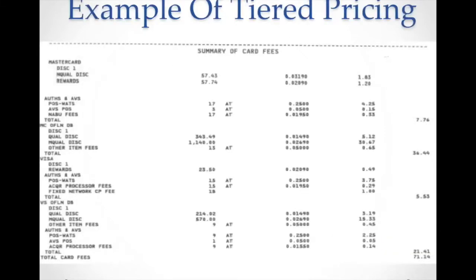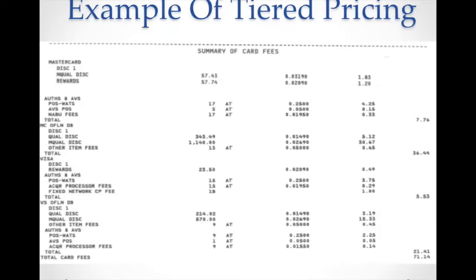So let's go over an example of tiered pricing here. This is off a stack of statements, sample statements that we have. If you remember, tiered pricing has 3 different tiers: you have qualified, you have mid-qualified, and you have non-qualified. It's important if you're looking at a statement right out of the gate, that the business owner most likely doesn't know what tiered pricing and interchange pricing is.